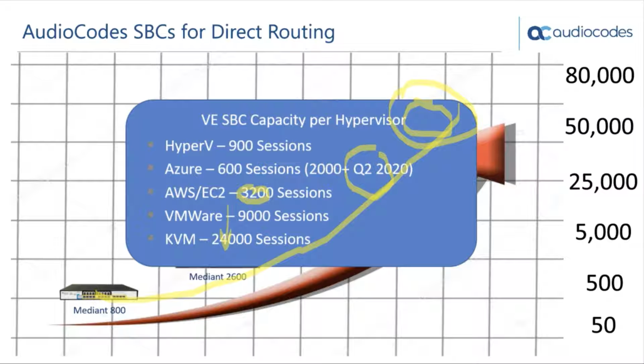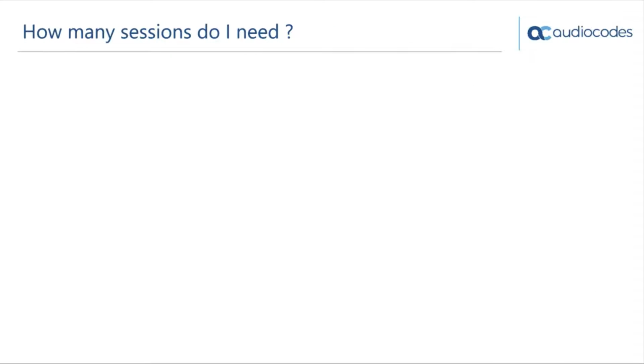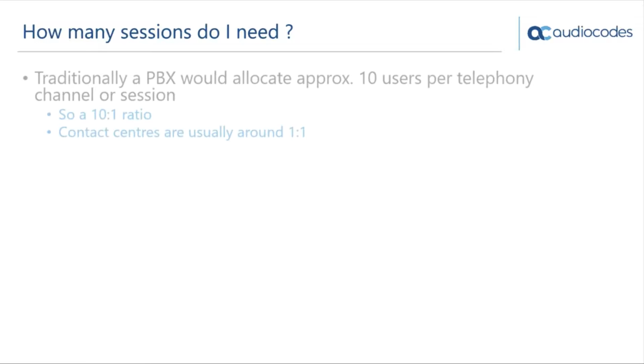But we've talked an awful lot about sessions now, and what really matters is users effectively, because when you're selling a solution to a customer, it's based on users. If they've got 500 users, they need a certain number of sessions. So a very good question is how many sessions do I actually need on an SBC to support these number of users? Traditionally, 20 years ago, when you had a PBX, you'd normally allocate roughly 10 users per telephony channel. So that's what we call a 10-to-1 ratio. So if you had 100 users on a PBX, you'd normally need about 10 channels, so half of an E1 or something like that.